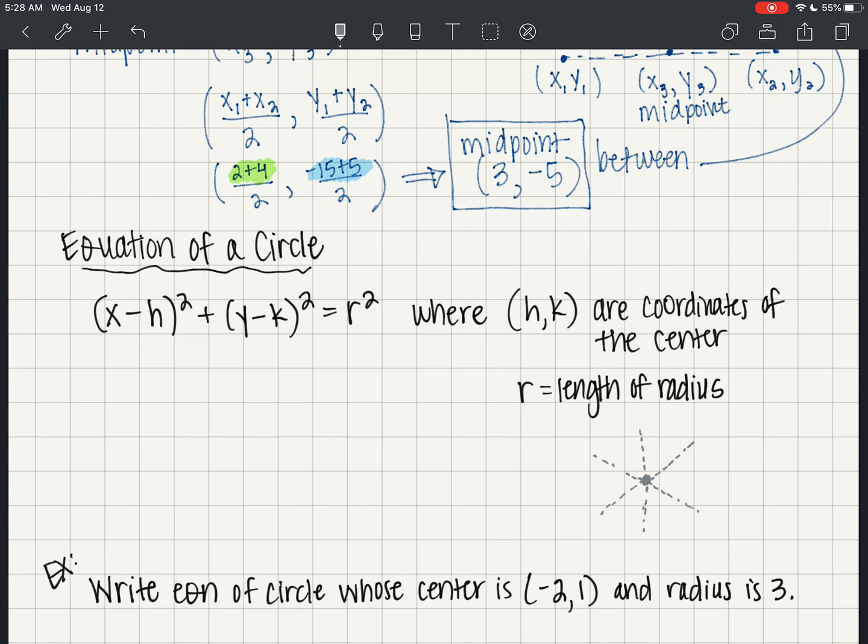It's kind of a sad excuse for a circle, so I'm going to try and make it a little bit better. There we go. And those equal distances from that center is called the radius. So the radius length in a circle is constant. It's not going to change. So wherever I put that radius, it's the same length throughout the entire circle.